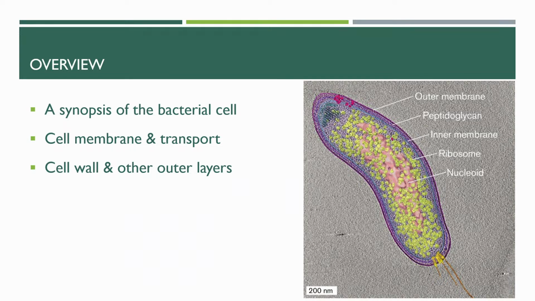So this is a bacterial cell. You have an outer membrane. It has a cell wall, which is that peptidoglycan layer. There's an inner membrane. There's ribosomes, a nucleoid. Here's like a flagella at the end. So synopsis of the bacterial cell. We're going to talk about cell membrane and transport, and then the cell wall and other layers.